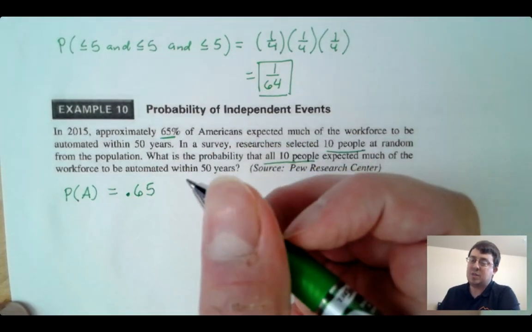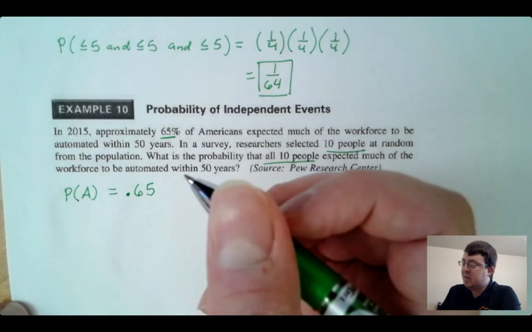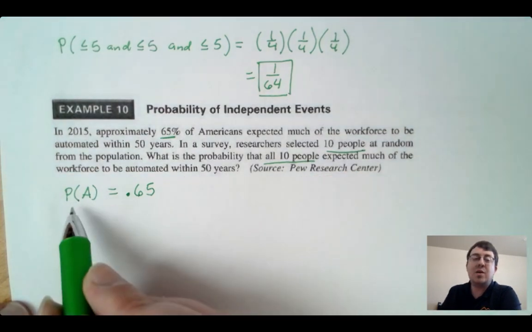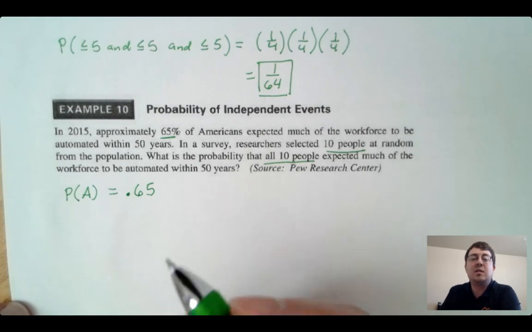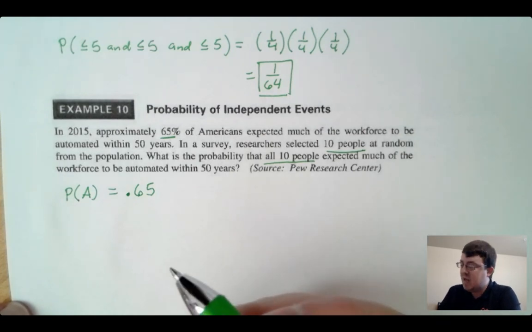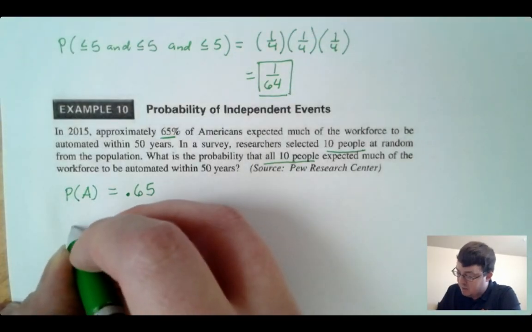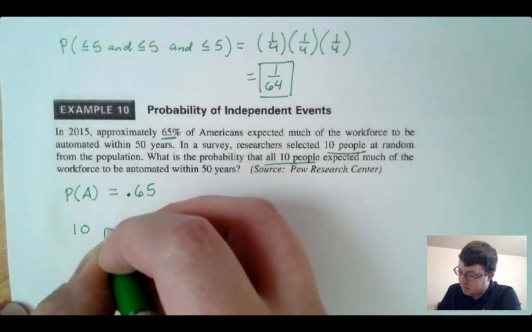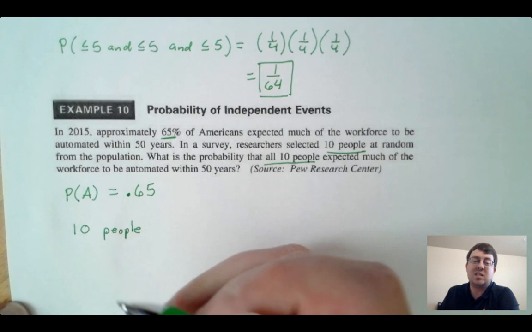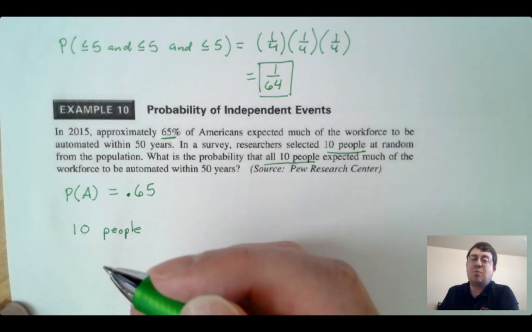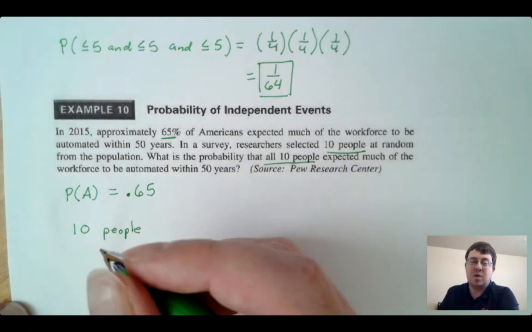Why are you using decimals now? Why not? So the probability that any given person thinks that this is going to be automated within 50 years is 65%, or 0.65. If I wanted 10 people to think this, that is 10 independently different people. One person's opinion doesn't affect another person's opinion.